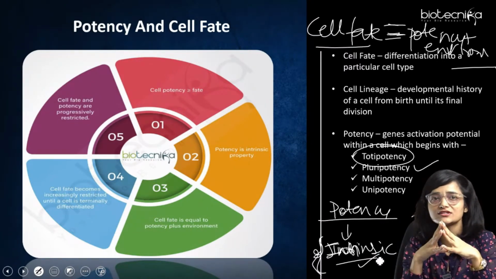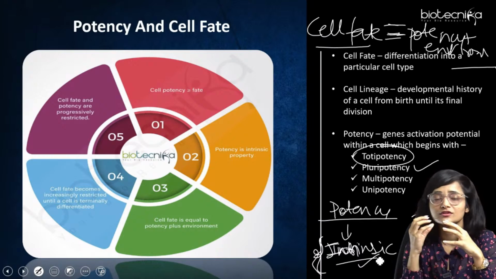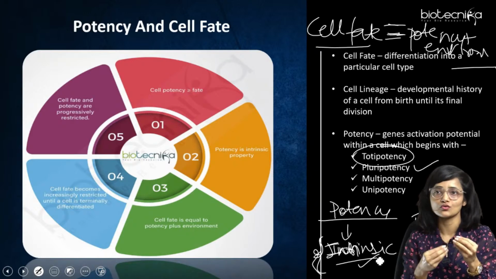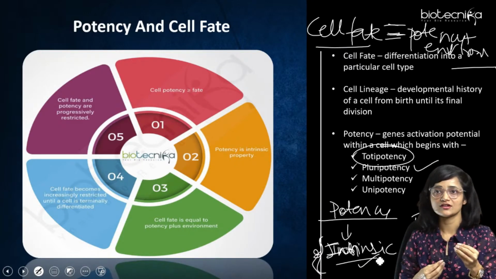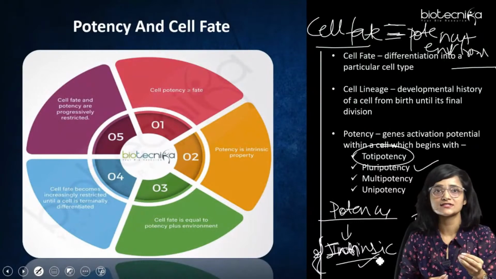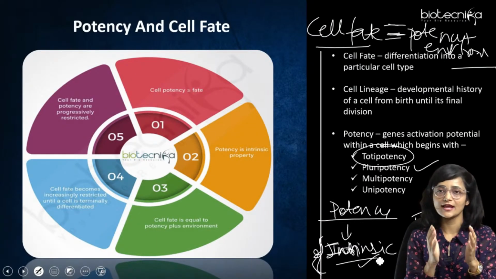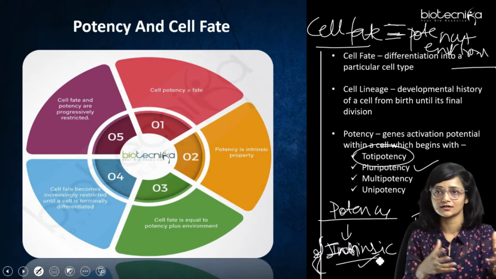Then coming to the next point: cell fate becomes increasingly restricted until a cell is terminally differentiated, right? So the fate of the cell becomes increasingly restricted. When the cell continues to grow, it gets committed, then it gets determined, and then it gets differentiated. So at the differentiation level, the restriction comes. A particular cell will only be able to form a particular kind of cell. It won't be able to form another kind of cell.